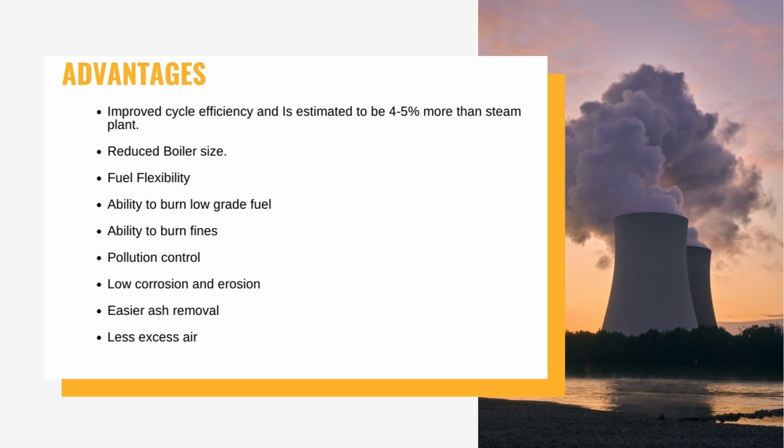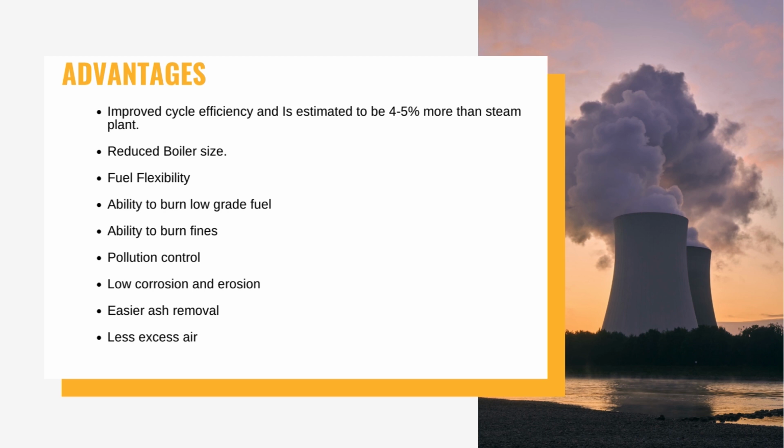Ability to burn low grade fuel. FBC boilers would give the rated output even with inferior quality fuel. The boilers can fire coals with ash contents as high as 62% and having calorific value as low as 2500 kilocalorie per kg. Even a carbon content of only 1% by weight can sustain the fluidized bed combustion. Ability to burn the finest coal: coal containing fines below 6 mm can be burned efficiently in an FBC boiler, which is very difficult to achieve in a conventional firing system. Pollution control.